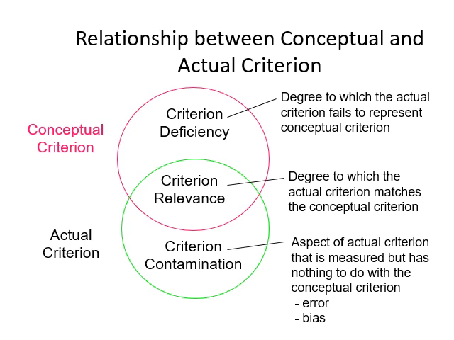For example, quality of publications. And finally, criterion contamination at the bottom is the aspect of the actual criterion that is measured. So the criterion is capturing it, but it actually has nothing to do with what we're trying to measure, the conceptual criterion. This is error and bias.